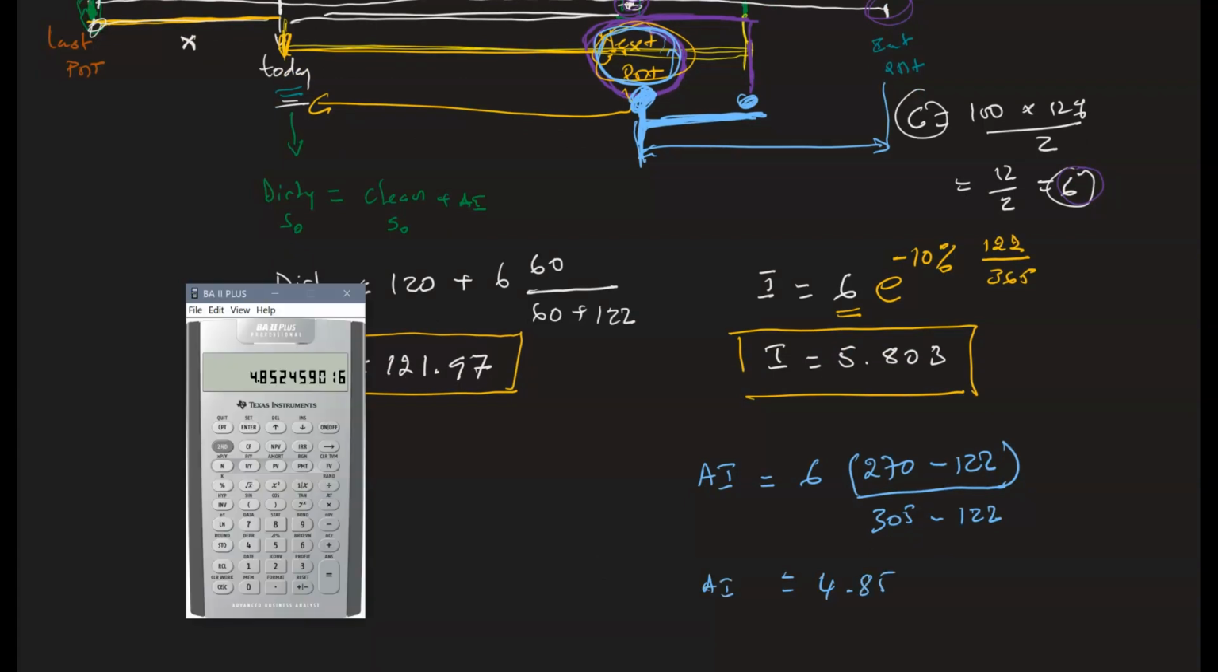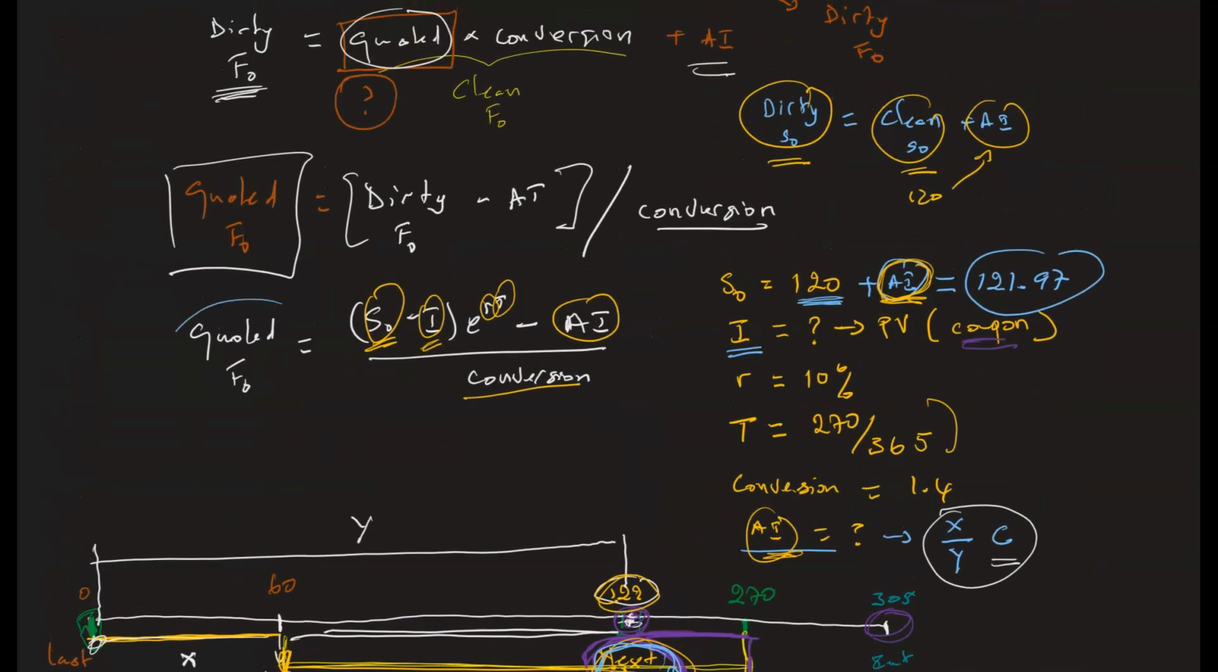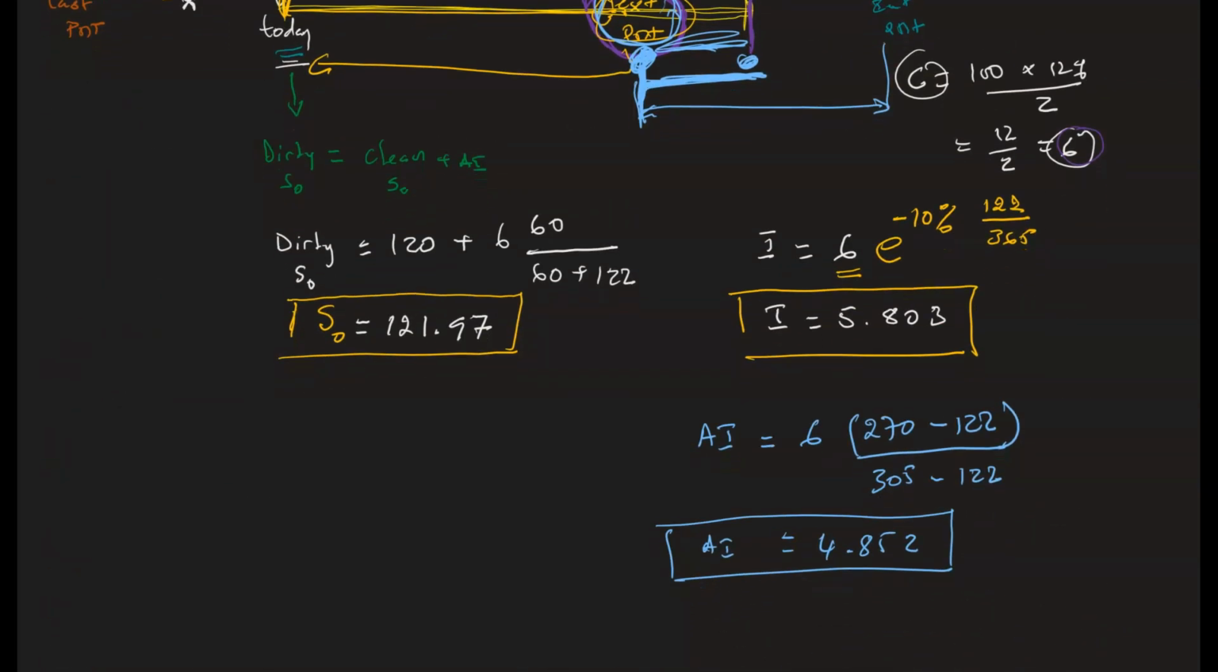What was that? $4.852. So that would be our accrued interest. All right, finally, we have everything. Remember, what is our quoted futures price? Our quoted futures price would be our dirty futures price, which is this value, minus any accrued interest that's earned over this last period of time, divided by the conversion ratio, and we have the conversion factor or conversion ratio. So let's do just that.